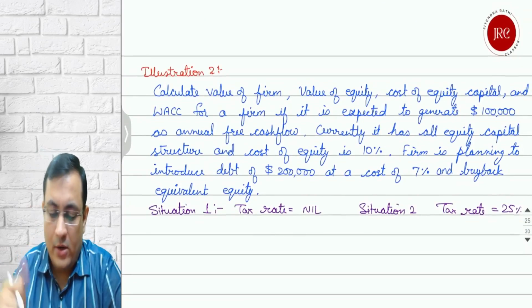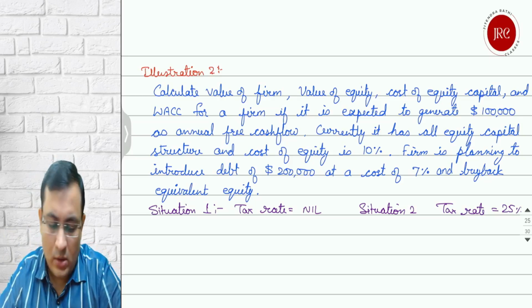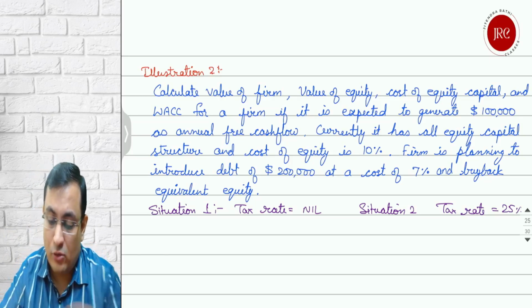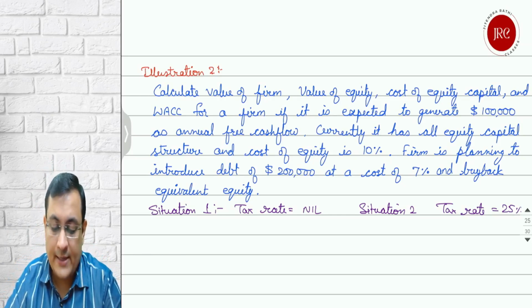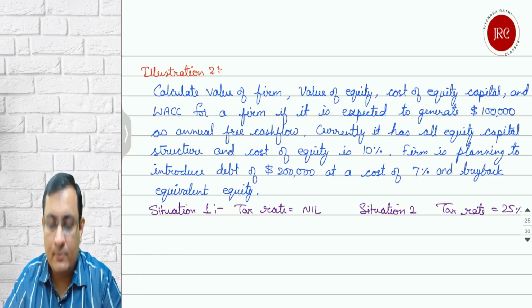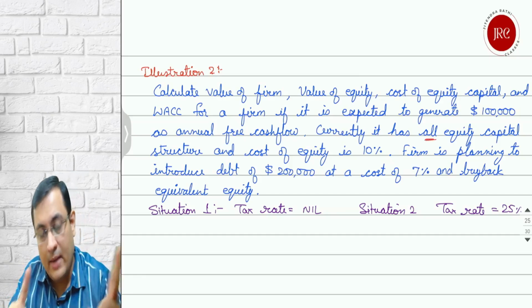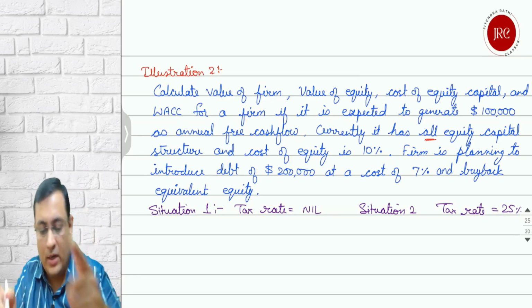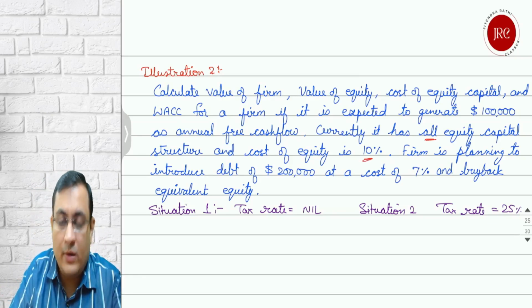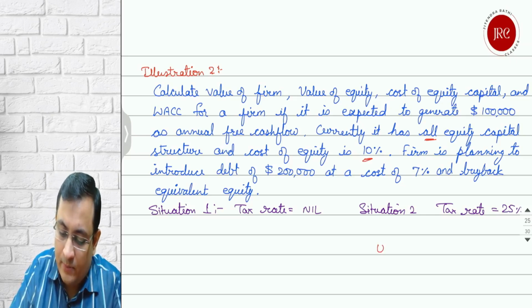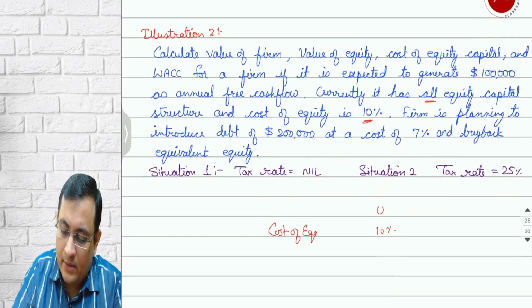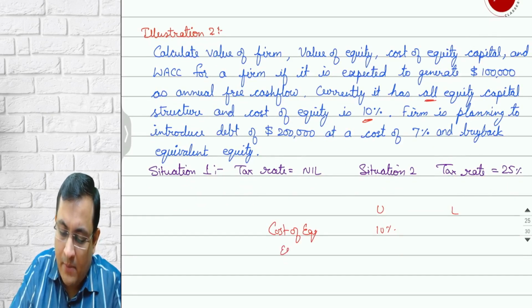Calculate the value of firm, value of equity, cost of equity, and WACC for the firm if it is expected to generate $1 lakh as an annual free cash flow, considering currently it has all equity capital. Currently it is unlevered. So now I am not using two companies. I am changing my all-equity unlevered company to a levered company. In the unlevered situation, it has a cost of equity of 10%. And this company is also generating EBIT, earnings before interest and tax, of $1 lakh.